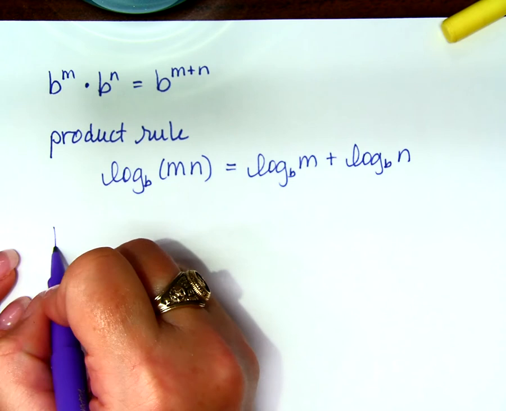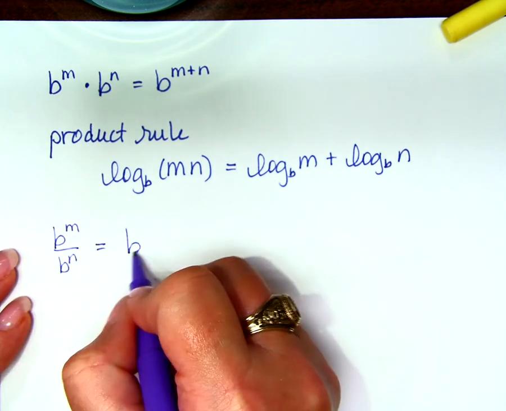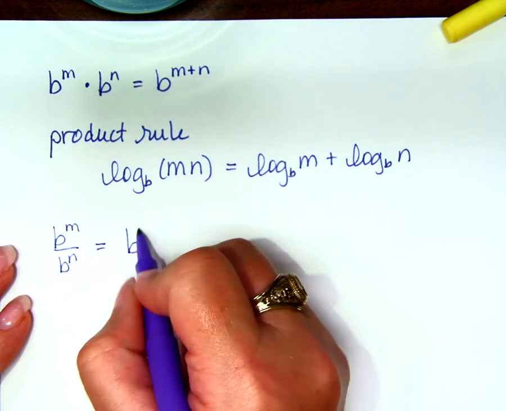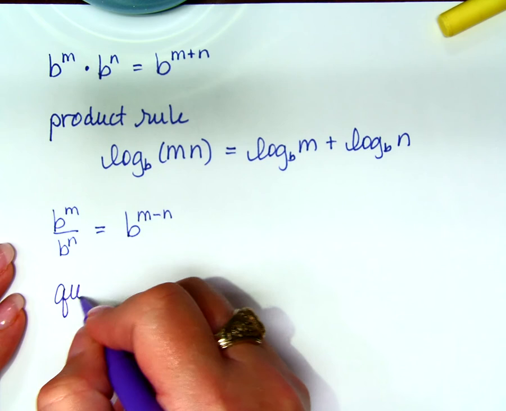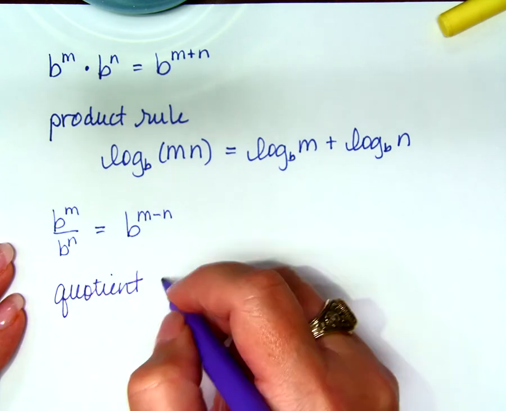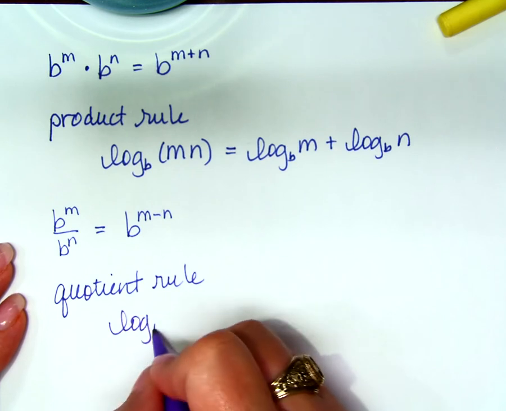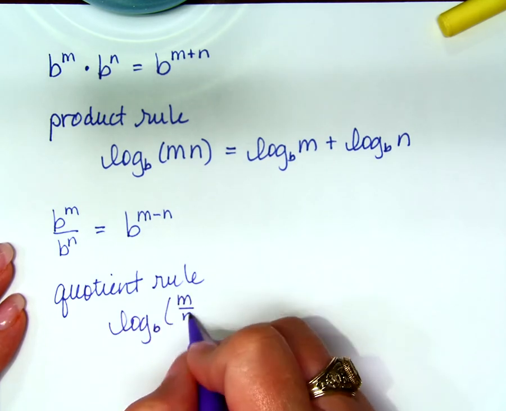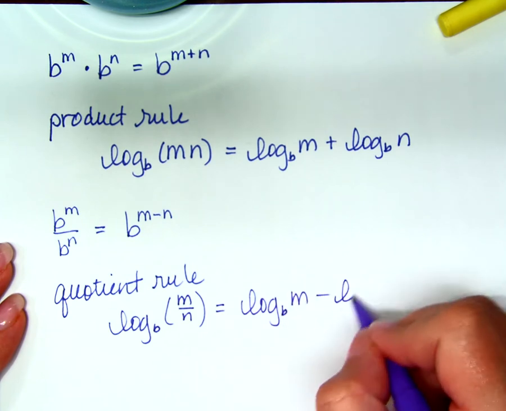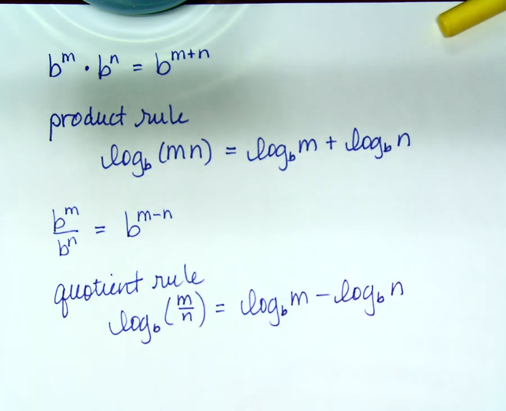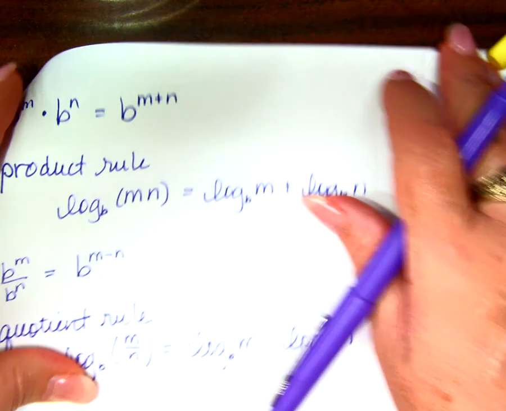The exponent rule that you know looks like this. When we're dividing like bases, what do we do with the exponents? We subtract. So that was called the quotient rule. Quotient meaning divide, right? So the quotient rule for logarithms looks like this. Log base b of m over n is log base b of m minus log base b of n. Pretty straightforward, yes?